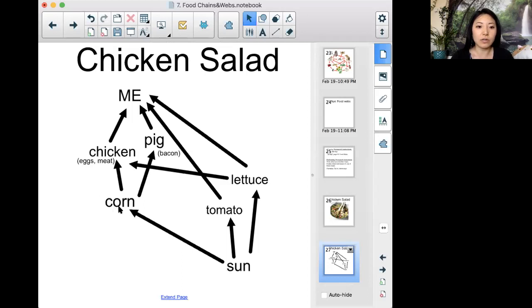So since the corn is a plant, it does photosynthesis, it gets energy from the sun, and then when the chicken and the pig eats the corn, the energy flows from the corn into the chicken, into the pig, and then when we eat the chicken meat and the eggs and then the bacon in our chicken salad, then the energy goes from the chicken and the pig into me, or you, or us.